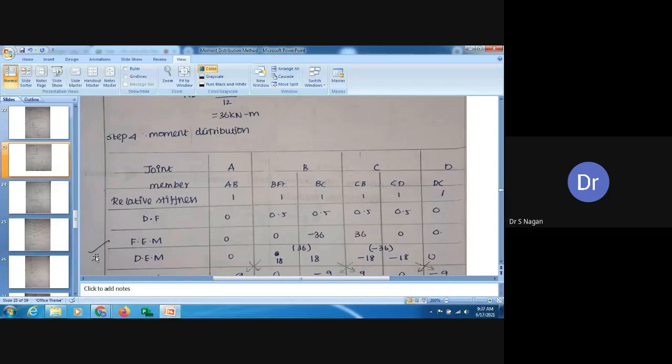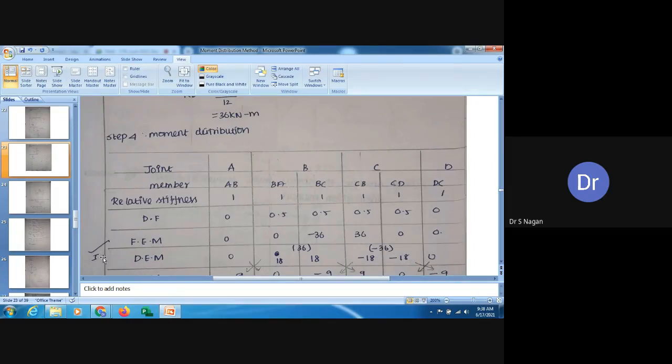First iteration comprises FEM and DEM. Actually, normally I tell them not to mark a line between FEM and DEM. So this should be a pair. They have done it wrongly here, so please delete this line. FEM and DEM should go together. So no line in between these two. FEM and DEM comprise iteration 1.